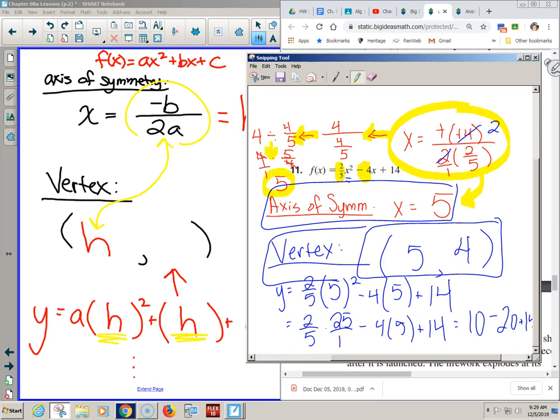So then once you have your axis of symmetry from the formula, from solving, this one just took some time. Then we get to put it right in there. And then we just have to go ahead and plug it in and simplify.